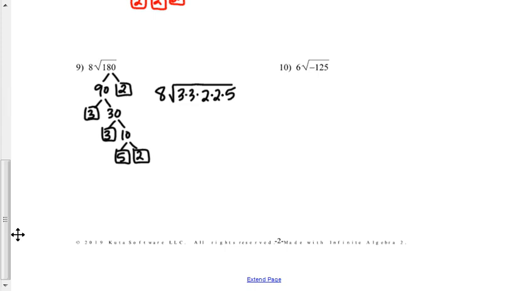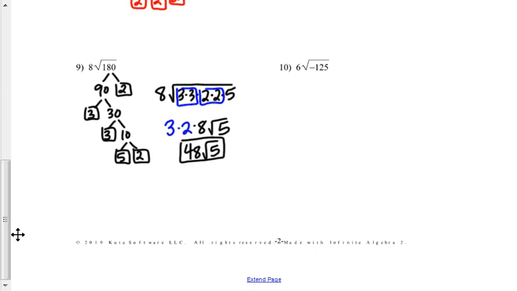Looking for pairs. I have a pair of 3's, pair of 2's, I still have an 8 out in front, still have a 5 under, so 3 times 2 times 5 is going to give me 48 square root 5.